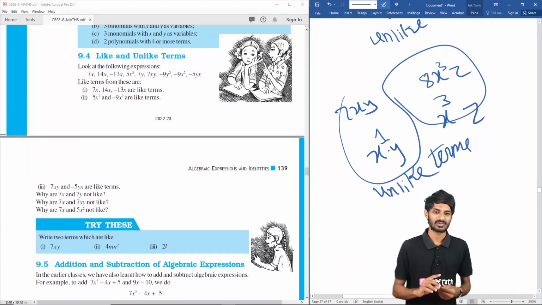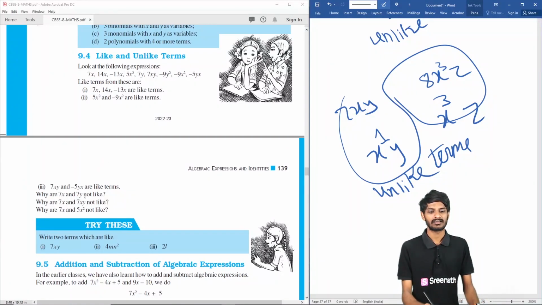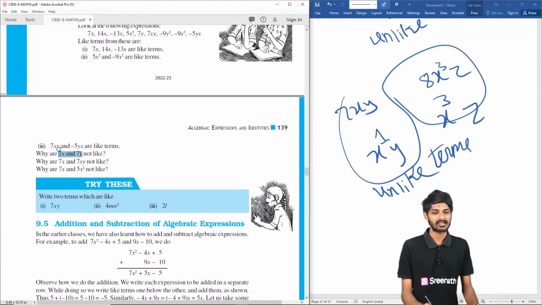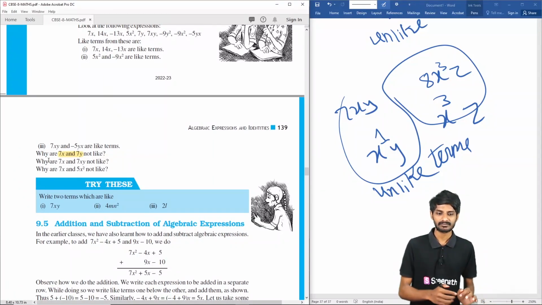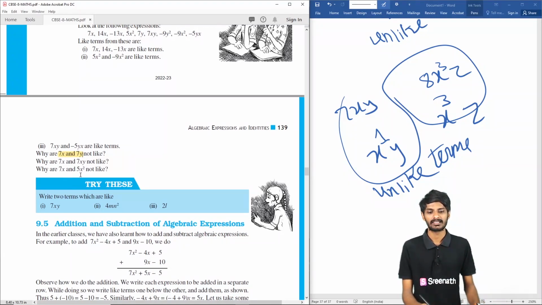Okay students, so just observe here 7x and 7y. Are both like terms or not like terms? They are not like terms. Why? Here there is a variable x and here there is no variable x, and here there is a variable y and here there is no variable y. Likewise 7xy, for the same reason, students.